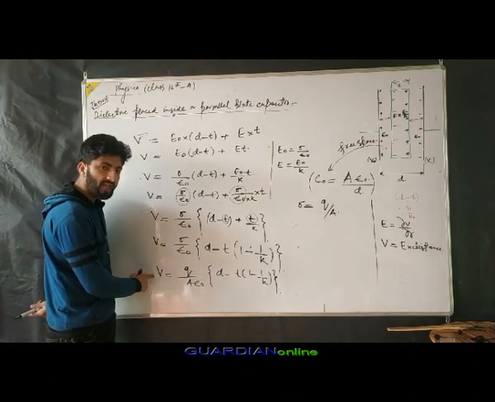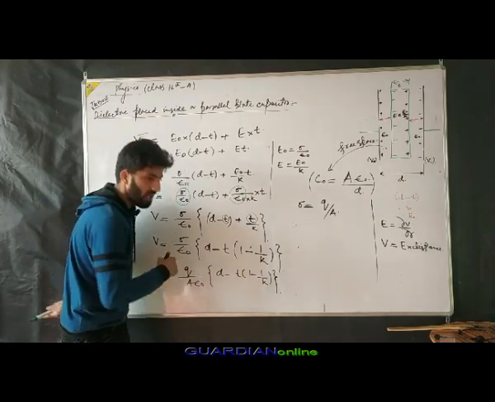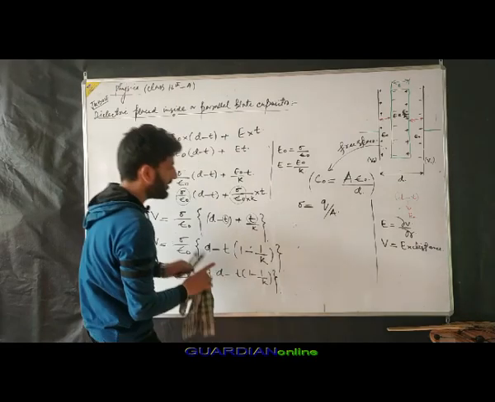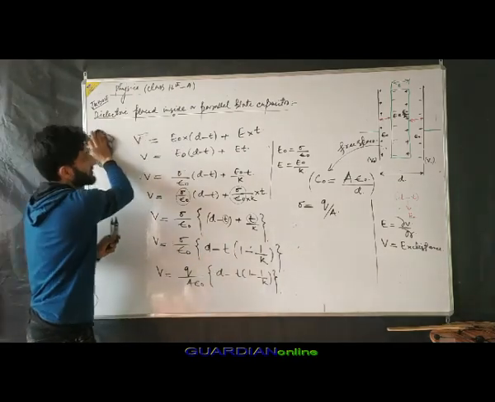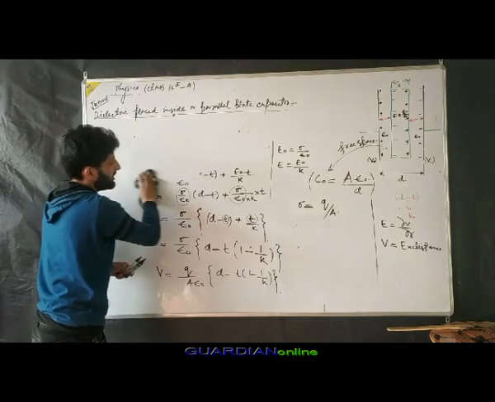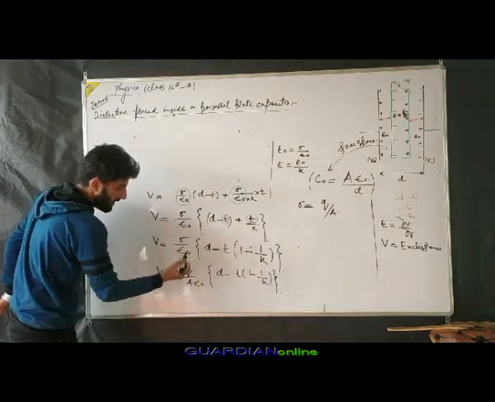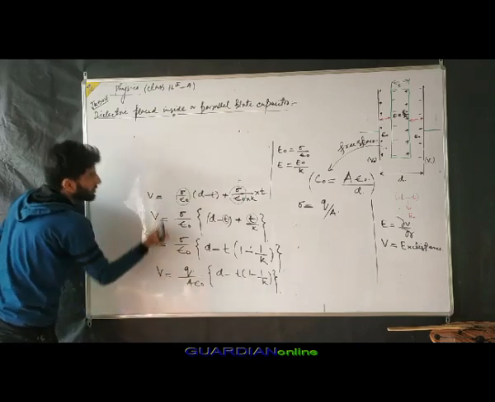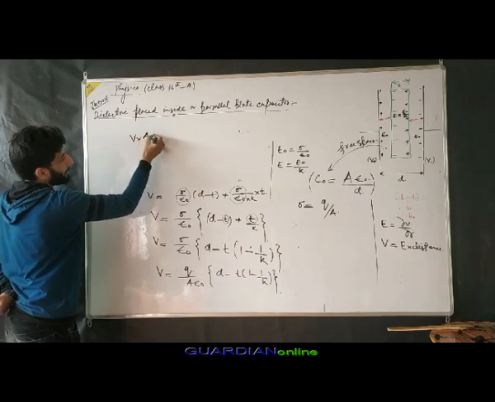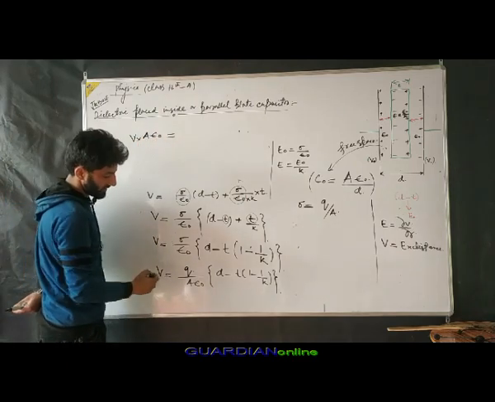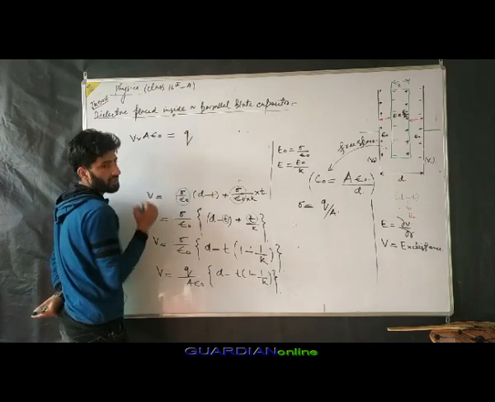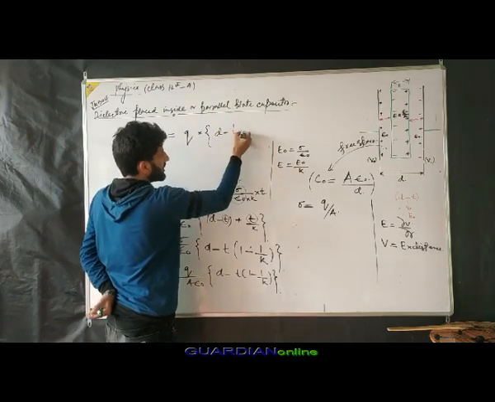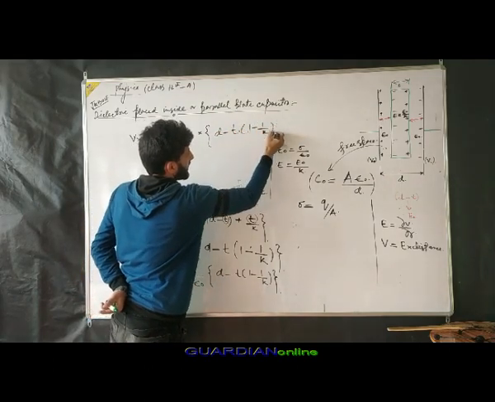This is the same equation as before, but with slightly different parameters involved. Now let's modify this equation a little bit. For example, multiply by the term on both sides. So V into A epsilon naught is equivalent to q multiplied by the bracket d minus t, 1 minus 1 divided by k.